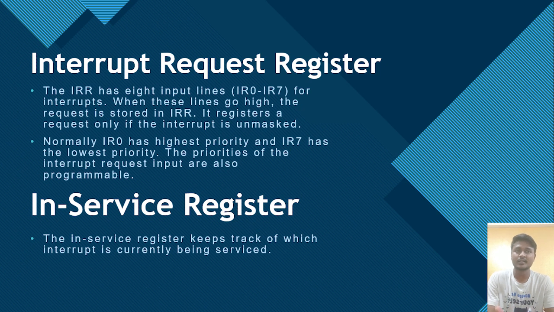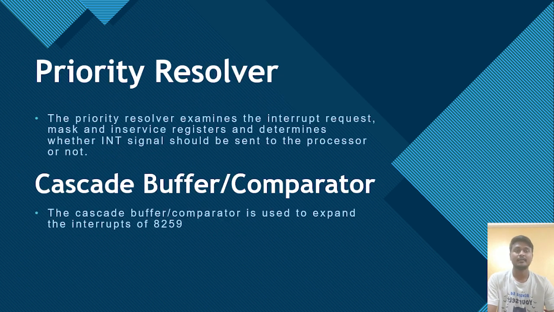Now next is the in-service register. The in-service register keeps track of which interrupt is currently being serviced, like its name suggests. And the next is priority resolver. Priority resolver examines the interrupt request, the masking and the in-service registers, and determines whether the INT signal should be sent to the processor or not. So priority resolver takes into account the interrupt request register, interrupt mask register and in-service register to decide whether the next signal should be sent to the processor or not.